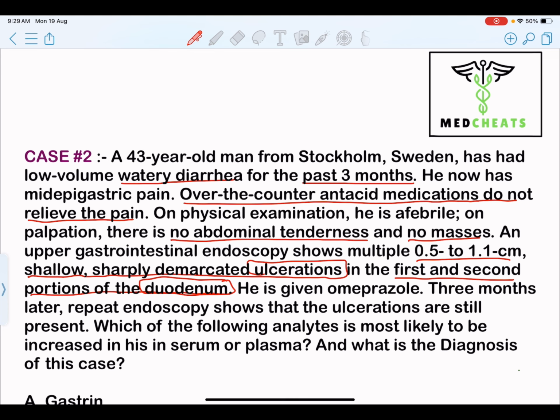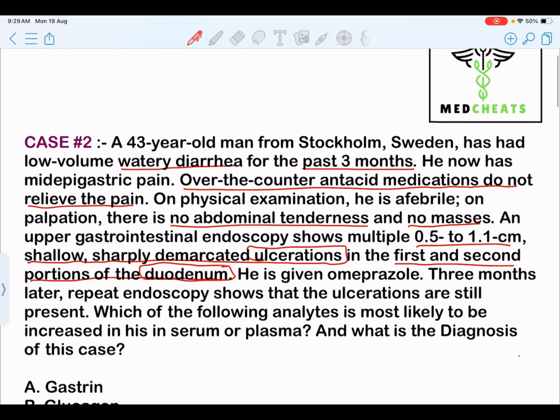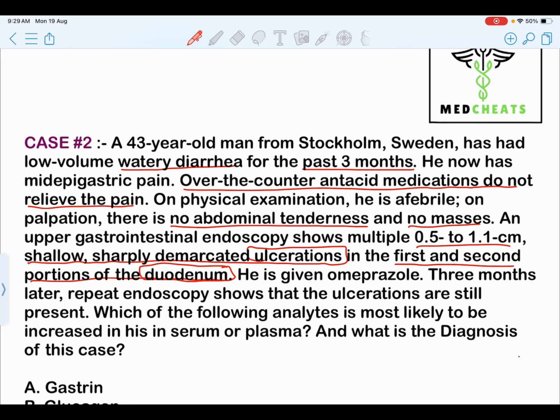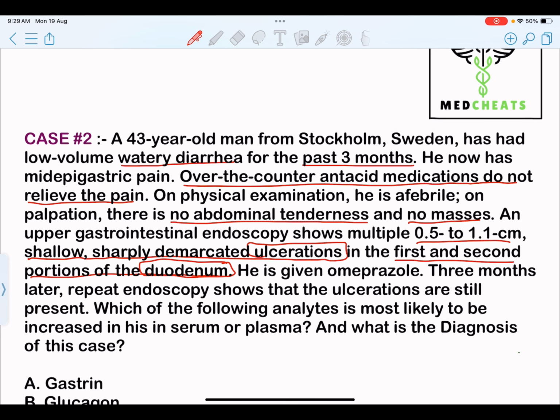Ulceration is usually the result of high HCl secretion, which is usually driven by gastrin. Usually this is seen in the stomach, but here it is seen in the first and the second portion of the duodenum. He is given omeprazole as treatment by the doctor, but after 3 months the endoscopy is repeated and the ulcerations are still present. So it means the omeprazole didn't work, or maybe it was a low dose of omeprazole.